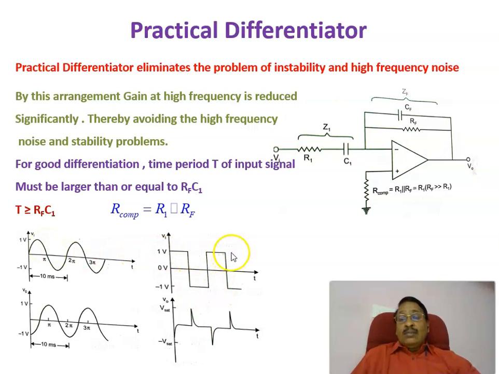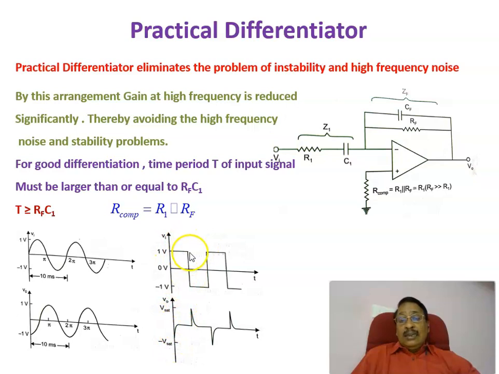Similarly, if you give a square waveform at the input, the output will be the differentiation of this one. Of course, there is a minus sign. It is equal to minus RF into C1 into dVi by dt. If you differentiate this, on the positive side, it is changing suddenly from 0 to a certain value, 1 volt, so dVi by dt will be very large. That is why we will be getting spikes. But since there is a negative sign, minus RF into C1, you will be getting negative spikes. Therefore, during the positive rise here, you will be getting negative spikes.